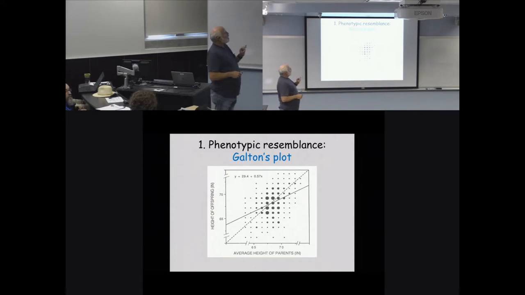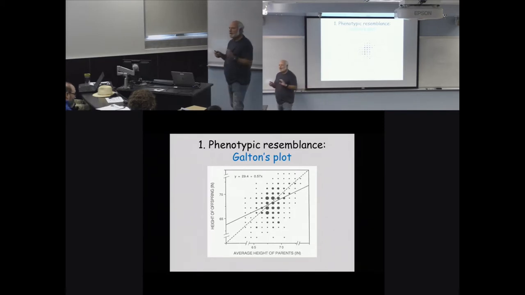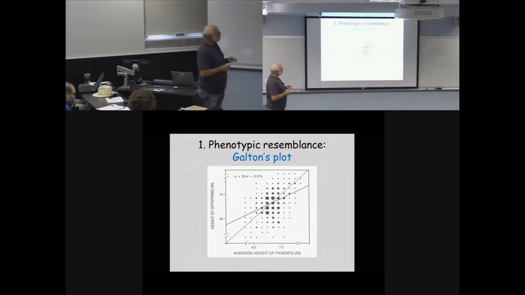And what Galton observed was that you often got a cloud that had a non-zero slope. Remember, this is 1889. This was big news. And Galton established this kind of relationship for many kinds of characters, traits in humans. And it's an easy thing to think about.